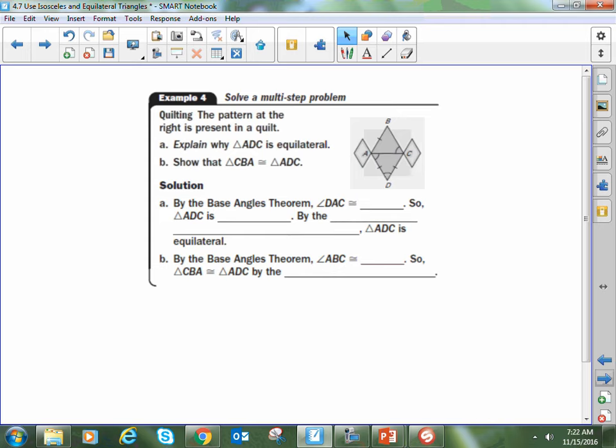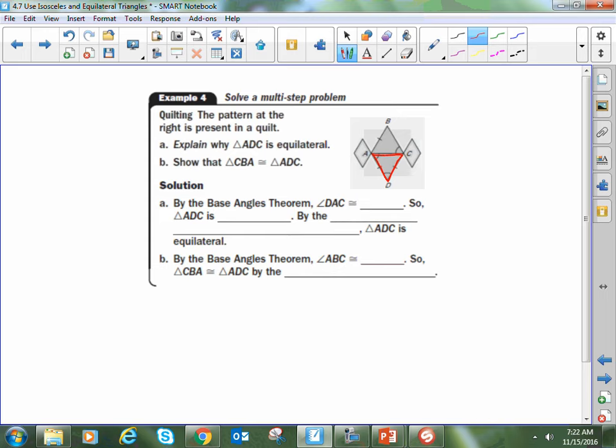So here we have a quilting pattern. Explain why triangle ADC must be equilateral. So let's look at triangle ADC for a second. We want to know, why is that going to be the same? Well, clearly it must be isosceles because I do have two sides that are the same. But the sides that are the same aren't opposite of the angles that are marked on the figure.